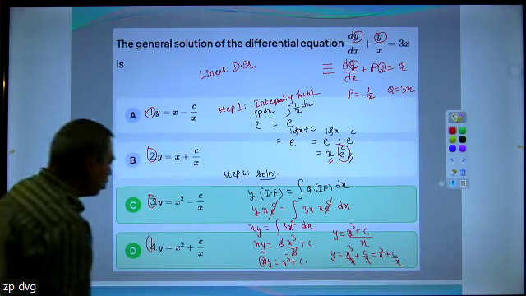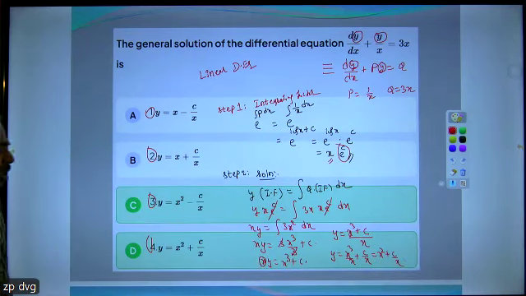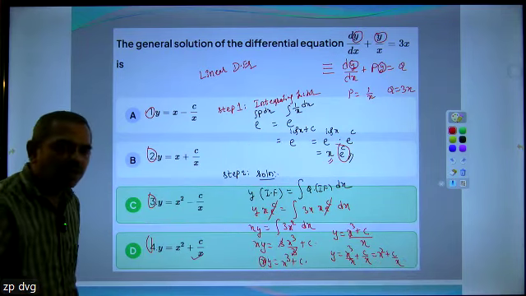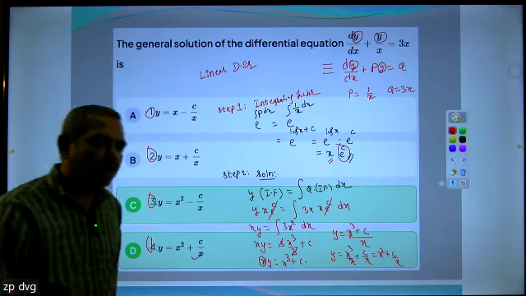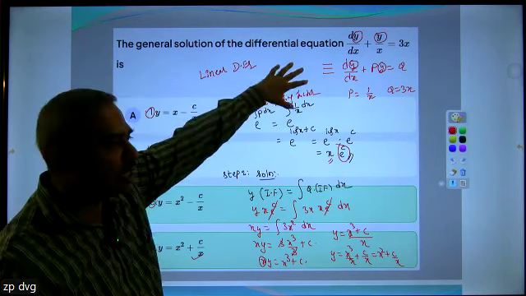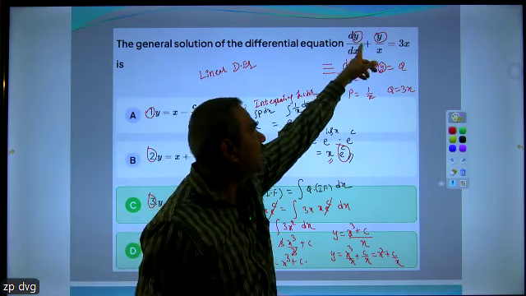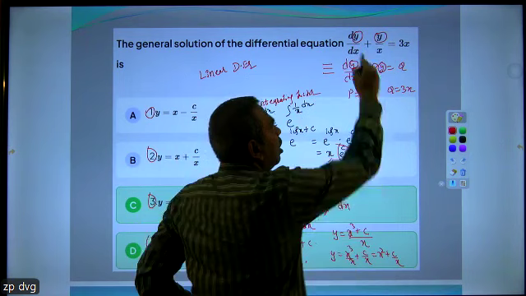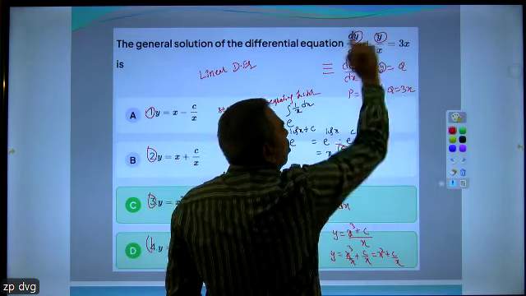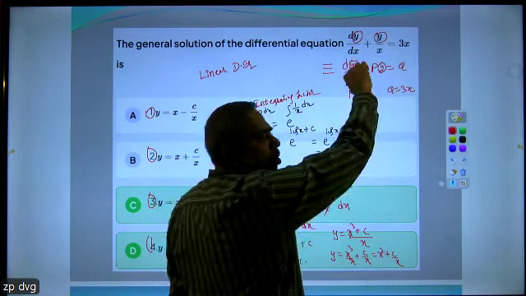Got it now? So this is the value. y is nothing but x square plus c by x. Is it clear, ma? So this is how we have to do it. If this type of representation is coming, it is a linear differential equation model. dy is there, so y should be there. Okay? Got an idea.